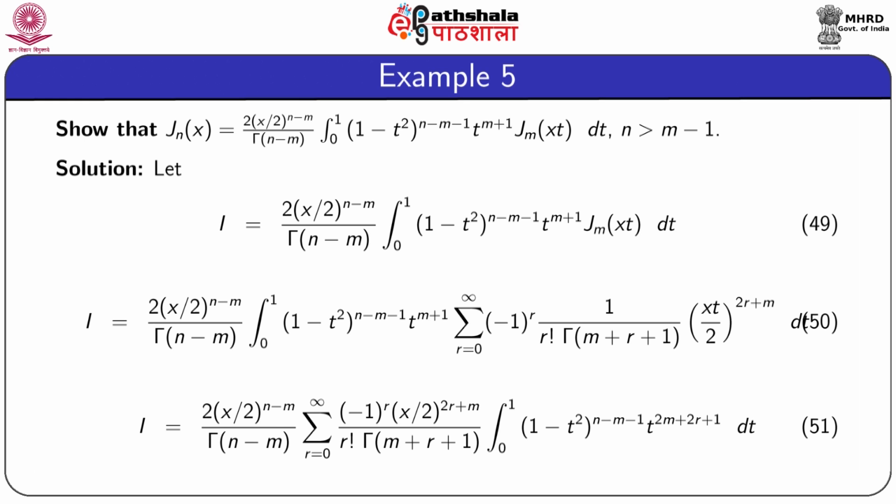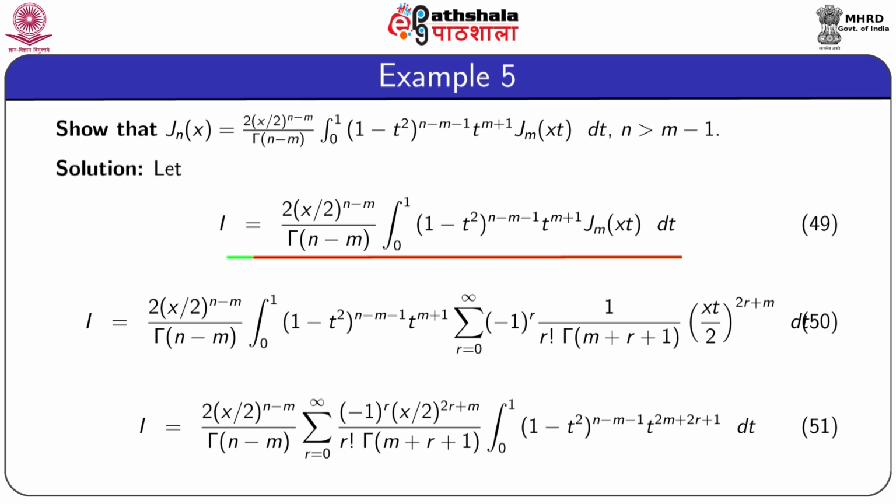In this example, we have to show J_n(x) is equal to 2 times (x by 2) whole to the power n minus m divided by gamma n minus m multiplied by the integration 0 to 1 of (1 minus t square) to the power n minus m minus 1 t to the power m plus 1 J_m(xt) dt.